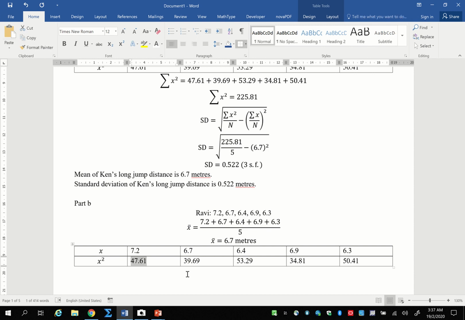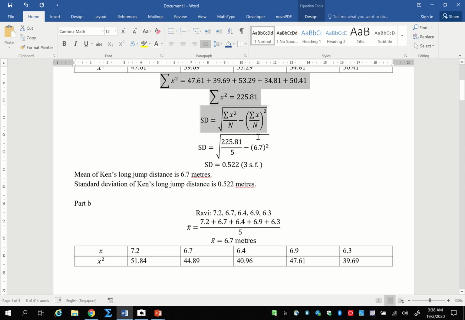Alright, so square each number. 7.2 squared will get me 51.84. 6.7 squared will get me 44.89. 6.4 squared will get me 40.96. 6.9 squared will get me 47.61, and 6.3 squared will get me 39.69.